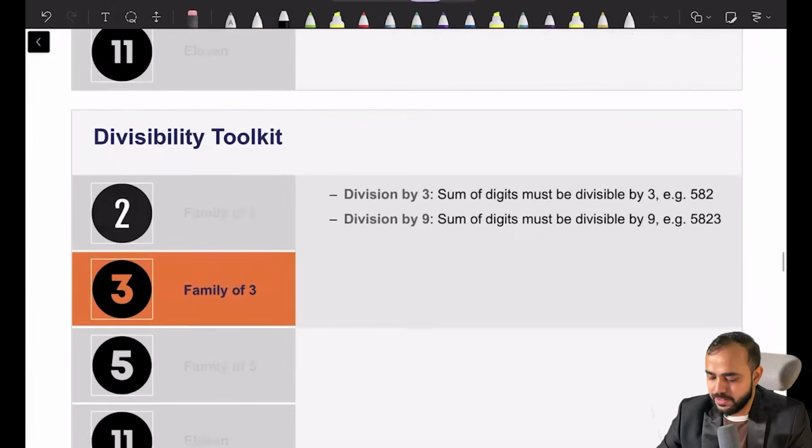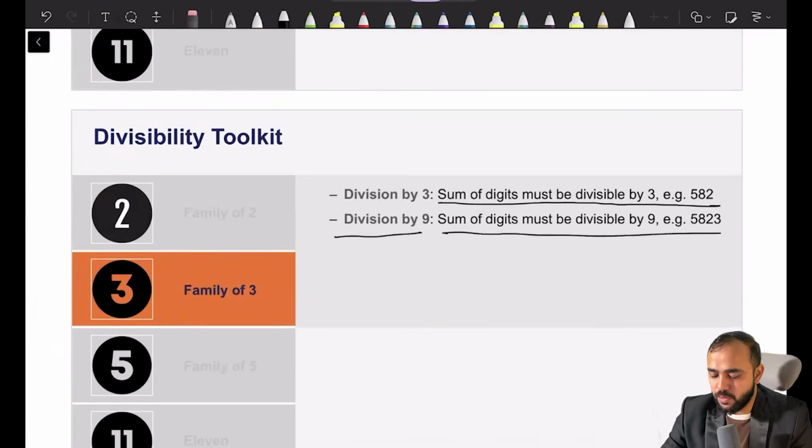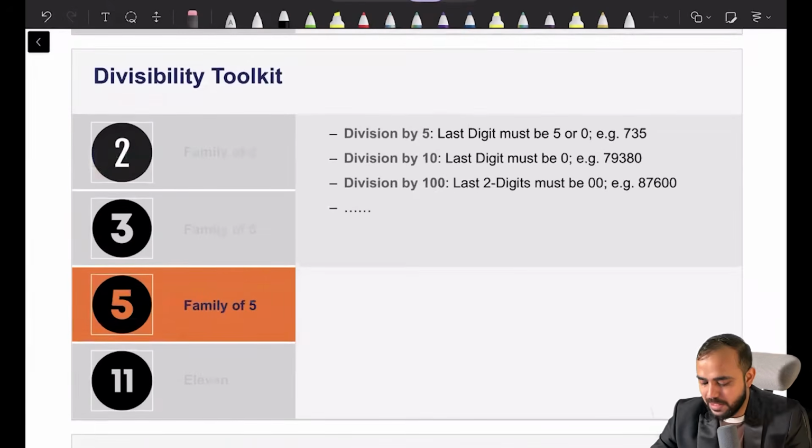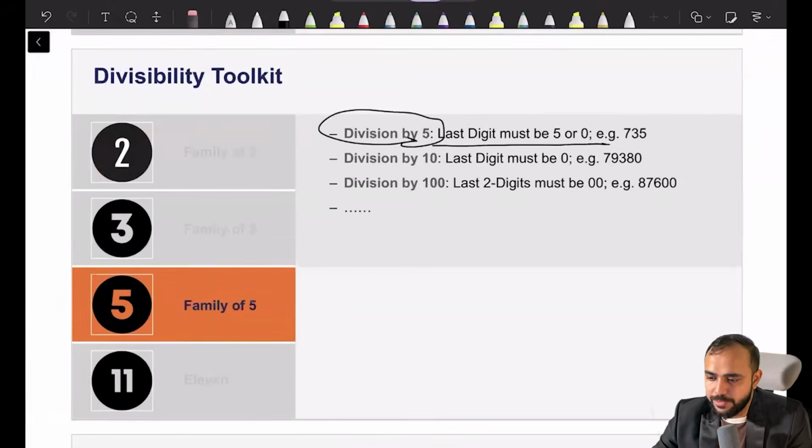Family of 3. Sum of digits must be divisible by 3 if you want the number to be divisible by 3, and same for 9. If the sum of the digits is divisible by 9, then the number itself is divisible by 9. Family of 5. Last digit must be 5 or 0 to be divisible by 5. If you want to be divisible by 10, last digit must be 0. If you want to be divisible by 100, you want the last two digits to be 0.